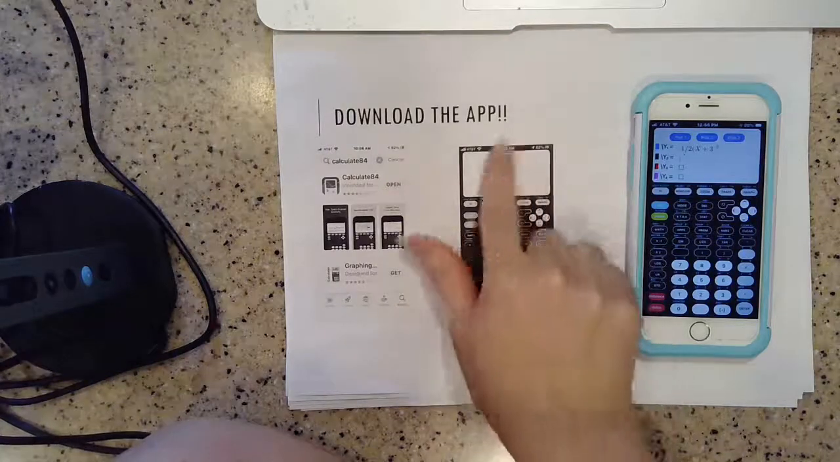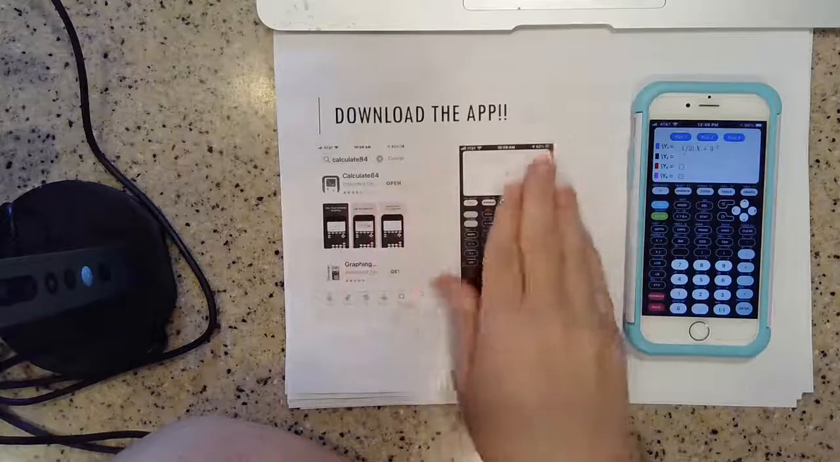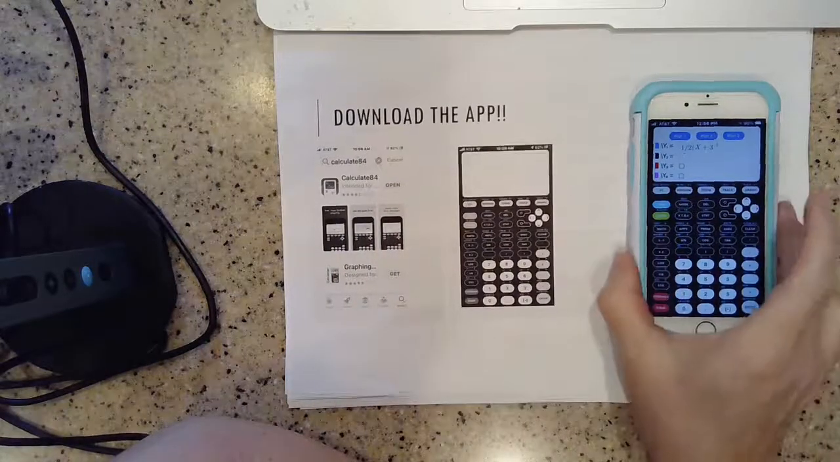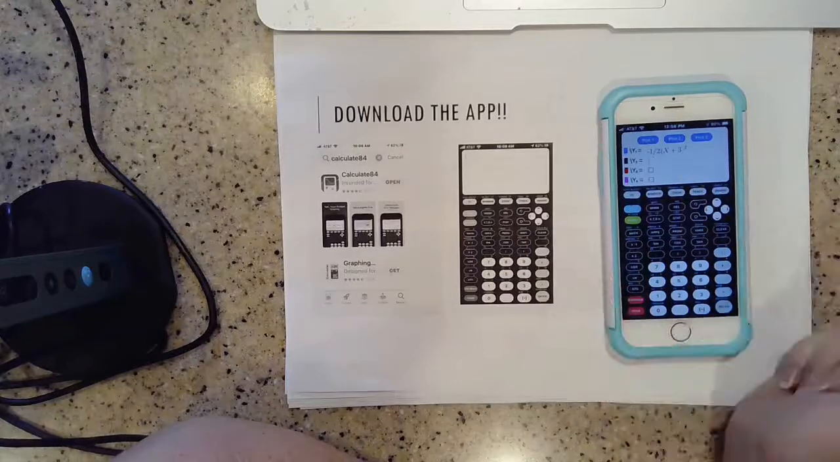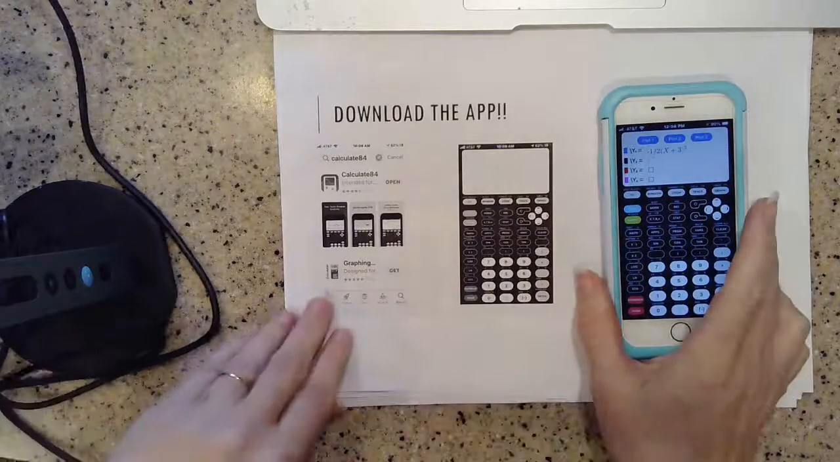You shouldn't be comfortable transferring from this to that because they're exactly the same functionality. Only the smartphone kind of has the touchscreen option where you wouldn't be able to do that on your handheld. So go ahead and download that if you haven't already.